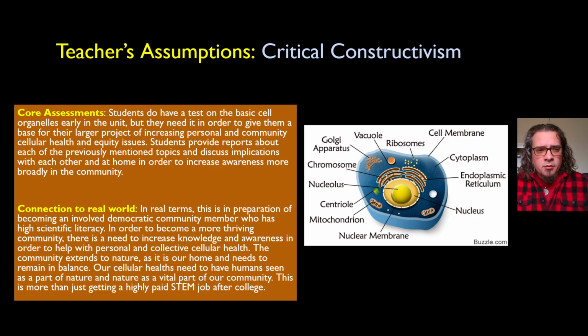Students provide reports about each of the previously mentioned topics and discuss implications with each other and at home in order to increase awareness more broadly in the community. Connections to real world, it's all over the place, right? There's so much more going on here. In real terms, this is a preparation for becoming an involved democratic community member who has a high scientific literacy. In order to become a more thriving community, there is a need to increase knowledge and awareness in order to help with personal and collective cellular health.